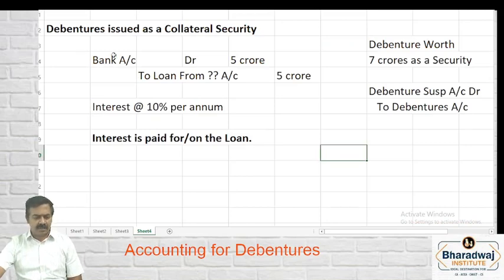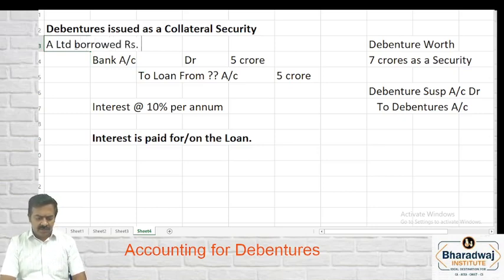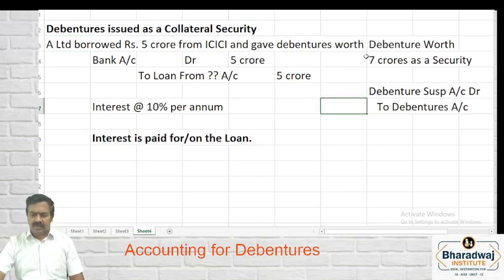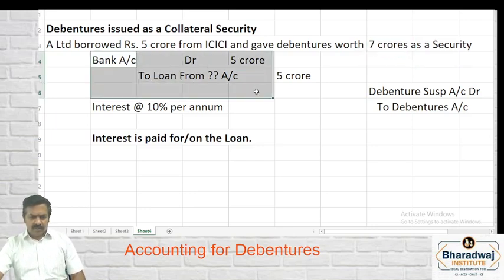Next, take up this. A Limited borrowed rupees 5 crore from ICICI and gave debentures worth 7 crore as collateral security for the loan. This is the entry.